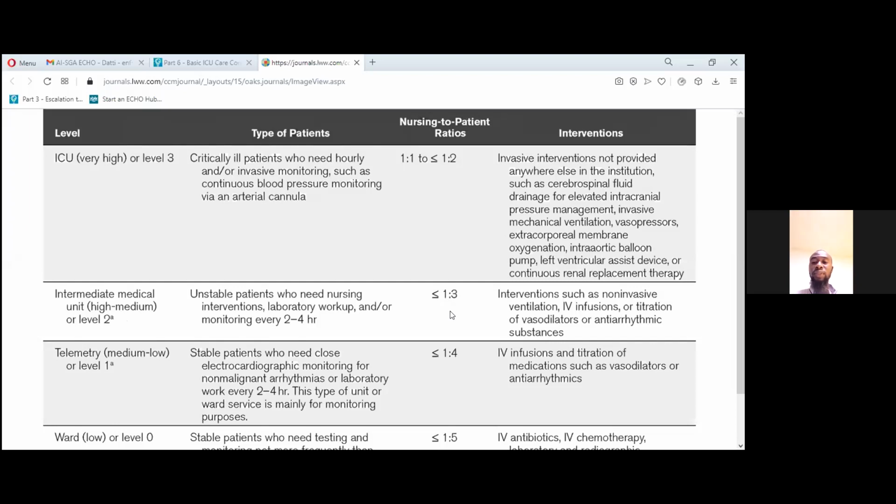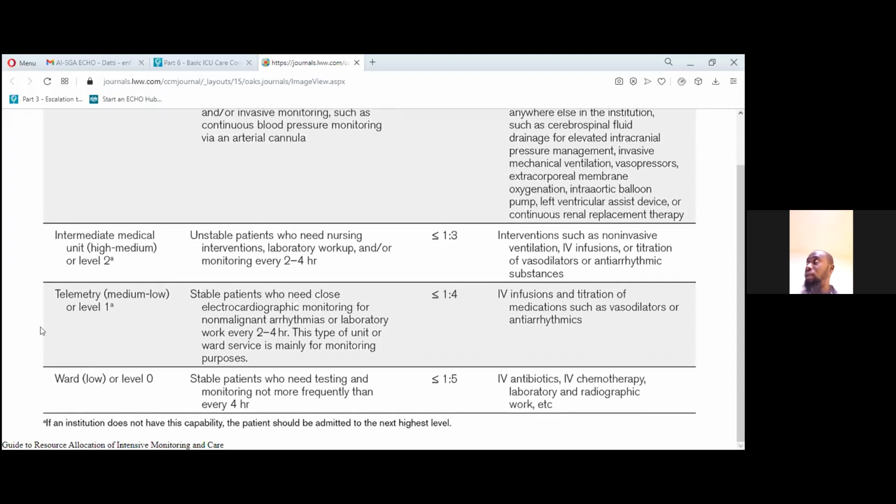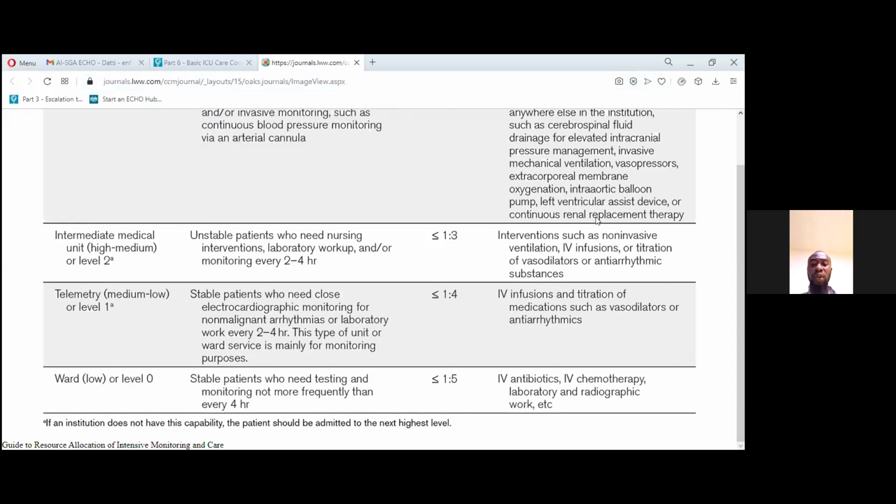So it means 1 nurse to 3 patients is the highest in such ICUs. Then the level 1 ICU is the lowest ICU that is found in districts. So we have stable patients there who need close ECG monitoring for non-malignant arrhythmias or laboratory work every 2 to 4 hours. So the highest number of patients to nurses is 1 is to 4. You can see it is written less than or equal to 1 is to 4.